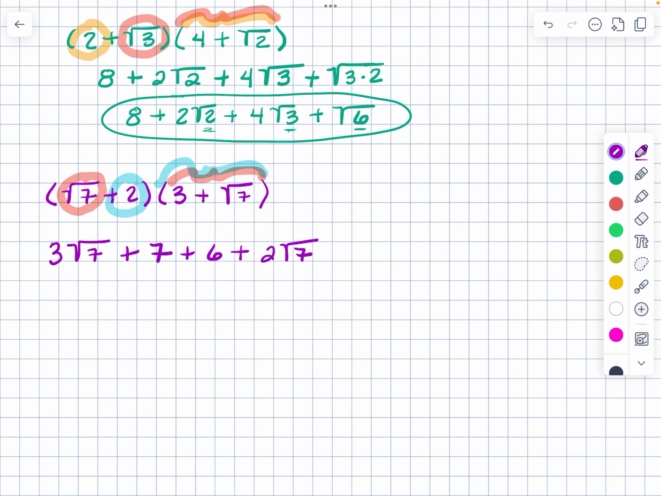And let's add it together. I've got 3 square roots of 7 and 2 square roots of 7, so I can add those together. I'm going to get 5 times the square root of 7, and then plus 7 plus 6 is 13. And that's it. That's the answer.